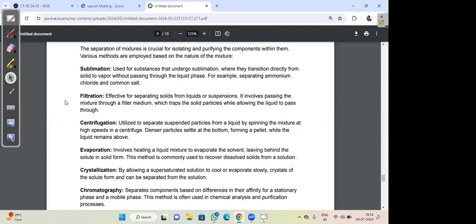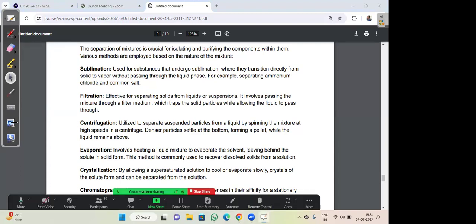Sir, can you write about centrifugation, like for notes? Okay, you want the definition of centrifugation in words. See, it is utilized to separate suspended particles from a liquid by spinning the mixture at high speeds in a centrifuge. Denser particles settle at the bottom, forming a pellet while the liquid remains above. So by this process, you are able to separate the substance. You can add this up.